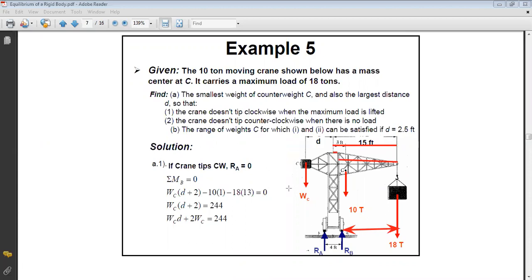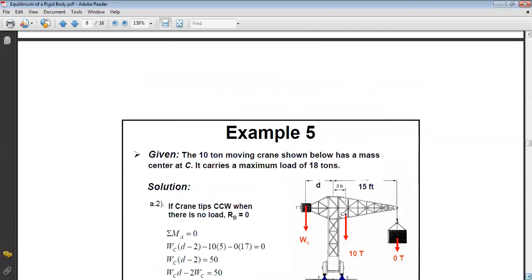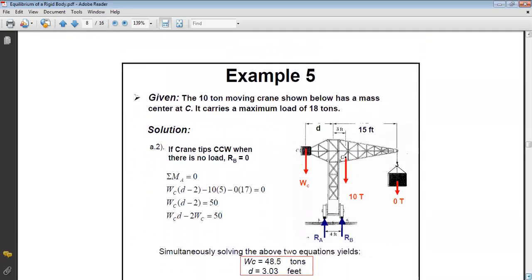Now we will try to find another relation between WC and D, in order to have two equations with two unknowns. The second condition will be when we don't have any load at this point. As we said, we have two critical cases, maximum load and zero load. So the next step is to analyze the case where we don't have any load. If we have a zero load at this point, what will happen? As we said, now we will lose contact with B because the structure will try to tip over A.